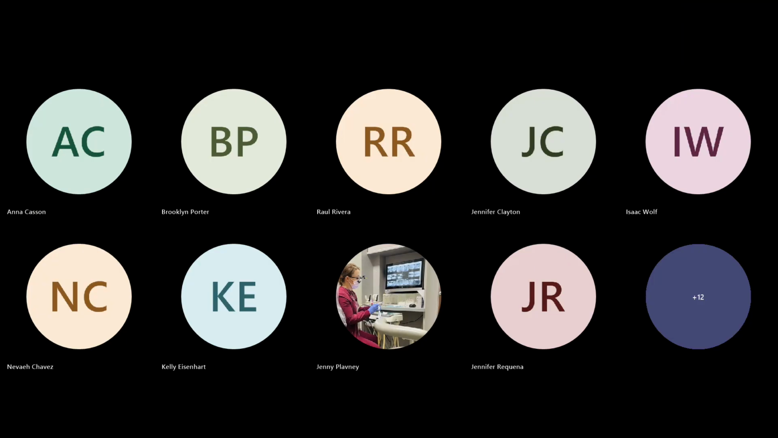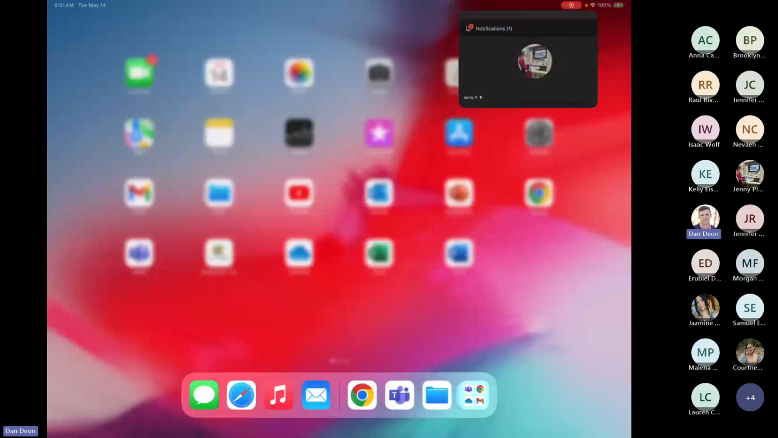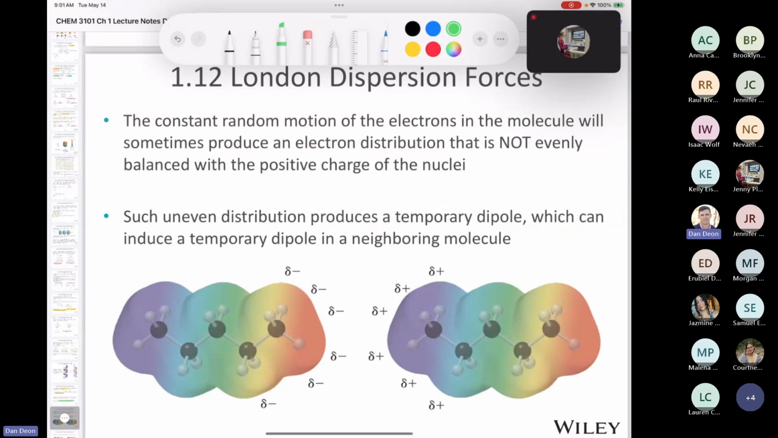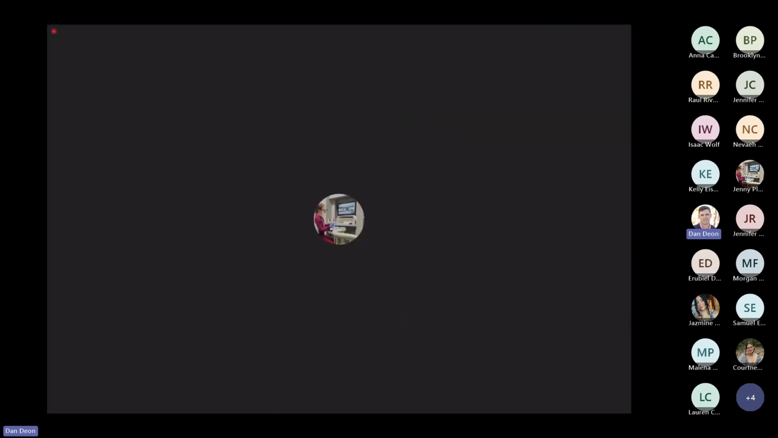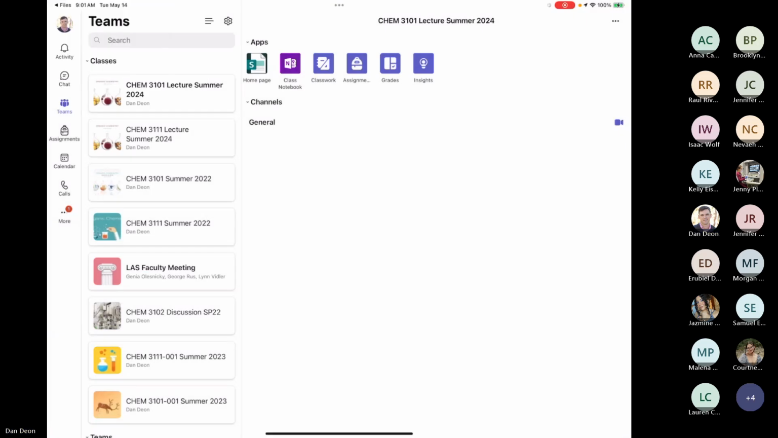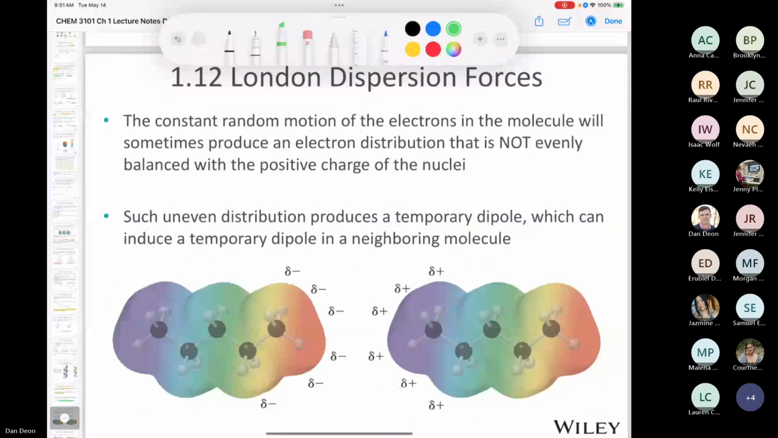Let's say everybody's blindfolded and running around a room. Is everybody going to end up in a corner? Probably not, but there is a chance that it could happen. That's kind of the way a London force works: you take a nonpolar molecule. This is a nonpolar molecule.